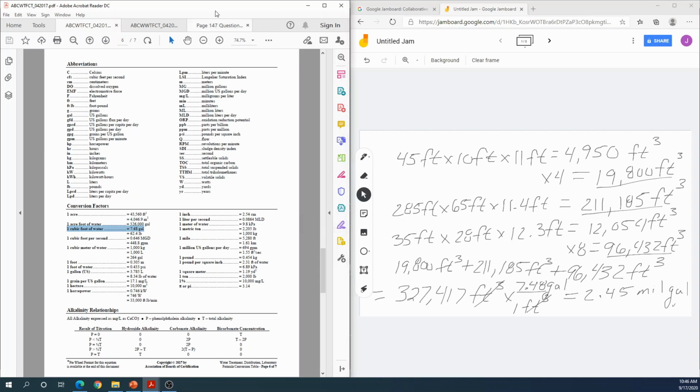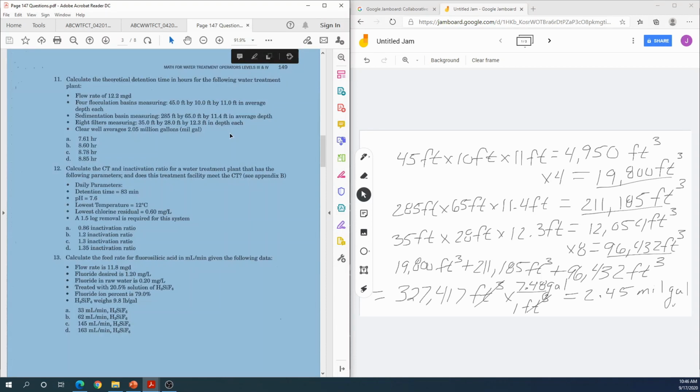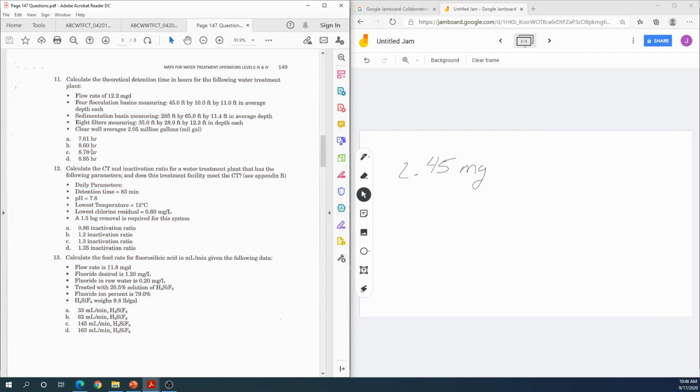Okay, so what we just did was sum up all of the volumes that we had in the 4 flocculation basins, the sedimentation basin, and the 8 filters. And that was a total of 2.45 million gallons. Now we also know that we have a clear well that averages 2.05 million gallons. So let's add those together. That gives us 4.5 million gallons.